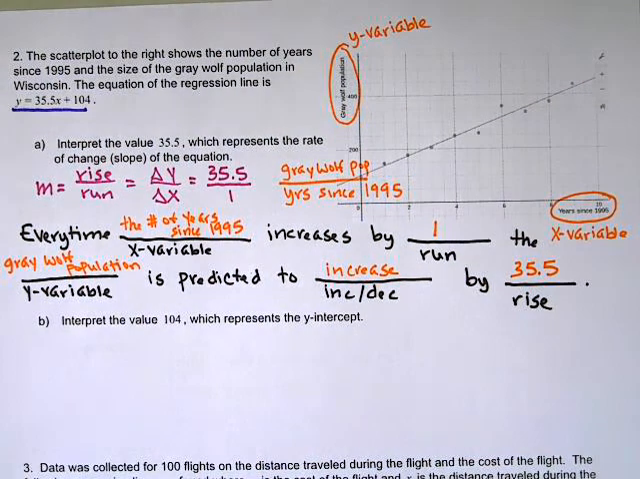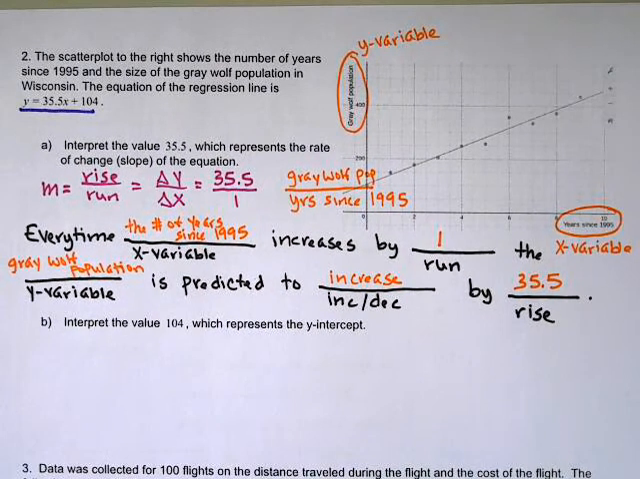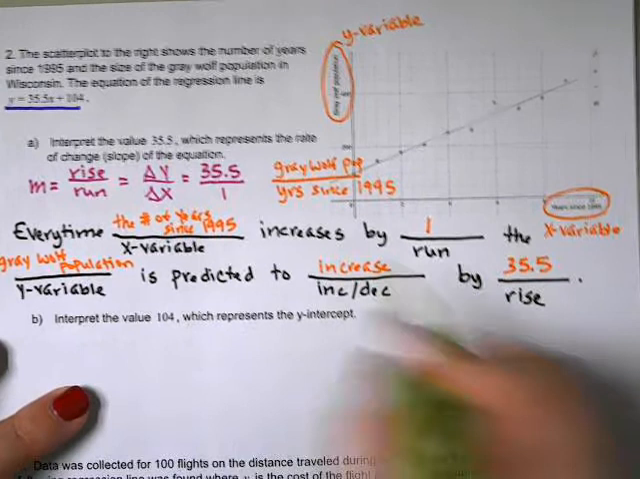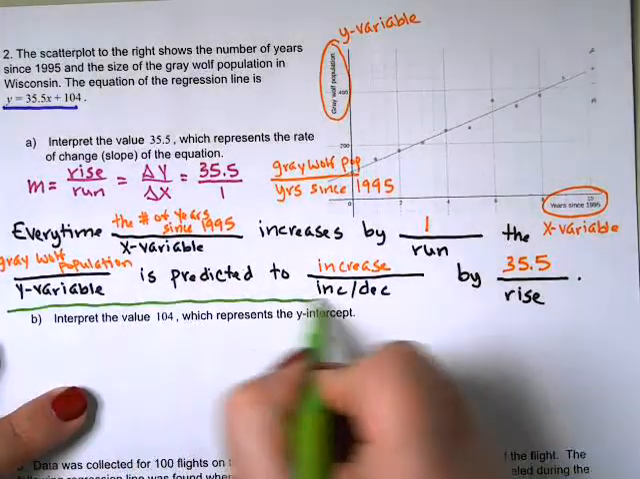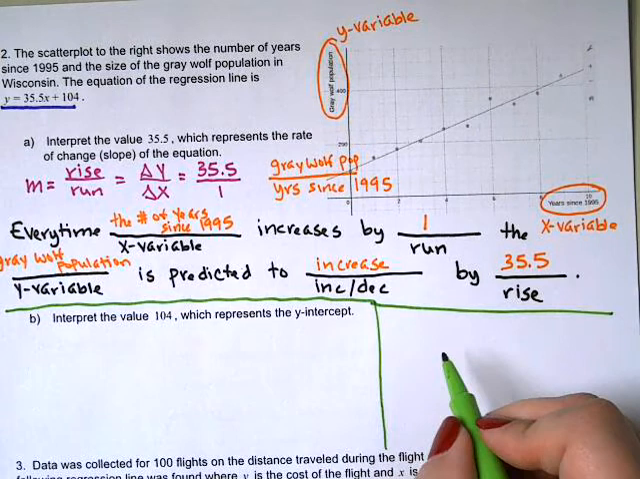So, in other words, every year after 1995, the population increases by about 35.5. That's really what we're getting at here. It doesn't have to be this fill in the blank. The fill in the blank is kind of here to guide you through it if you're really struggling. But like I said, I just put it in other words, didn't I? Let's see, I'm going to go over here and just write another sentence.